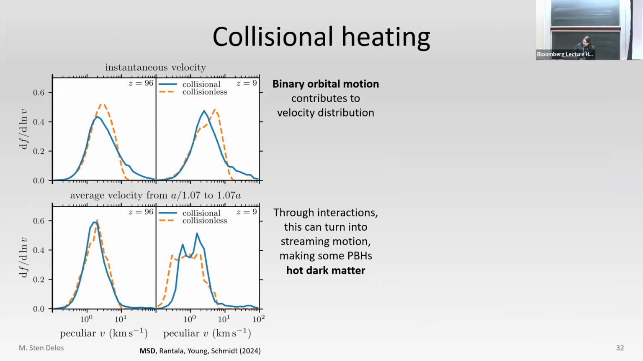Another thing that's really interesting that arises in this simulation is that you change the velocity distribution of the dark matter. The dark matter is primordial black holes. They're initially cold, but you make this component of hot black holes, hot in the sense that they're moving fast. This is a bit tricky because a lot of this is just binary orbit motion, and that doesn't correspond to hot dark matter because you're not actually streaming. But through interactions with these binaries, you can actually make a component of hot dark matter. And that's what this is showing. This is instantaneous velocity up here. Here's the average velocity over some long time interval. And you actually make this tail of really hot black holes.